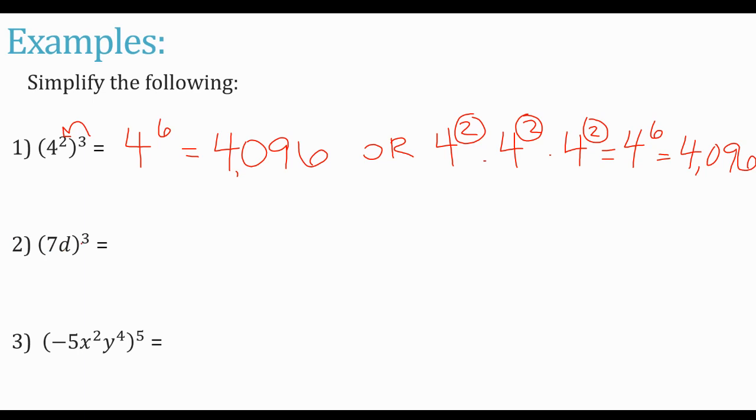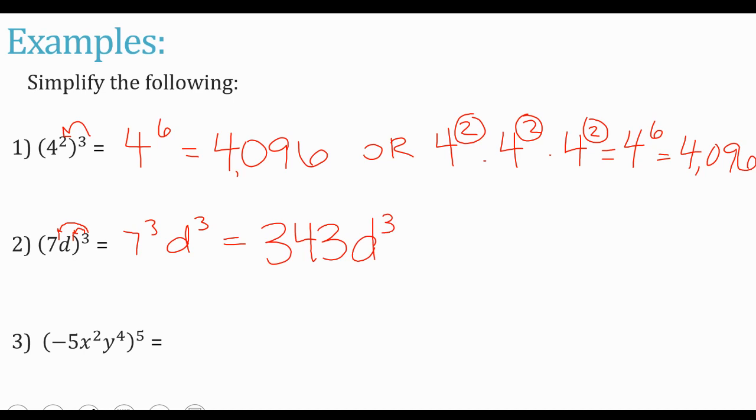So we have 7d to the 3rd. I'm going to include that little invisible 1 for both of these terms. And I'm going to distribute the 3 to both of them. So this becomes 7 to the 3rd power and d to the 3rd power, because 3 times 1 is just itself. Now from there we can simplify 7 to the 3rd power. That's equal to 343 d to the 3rd.